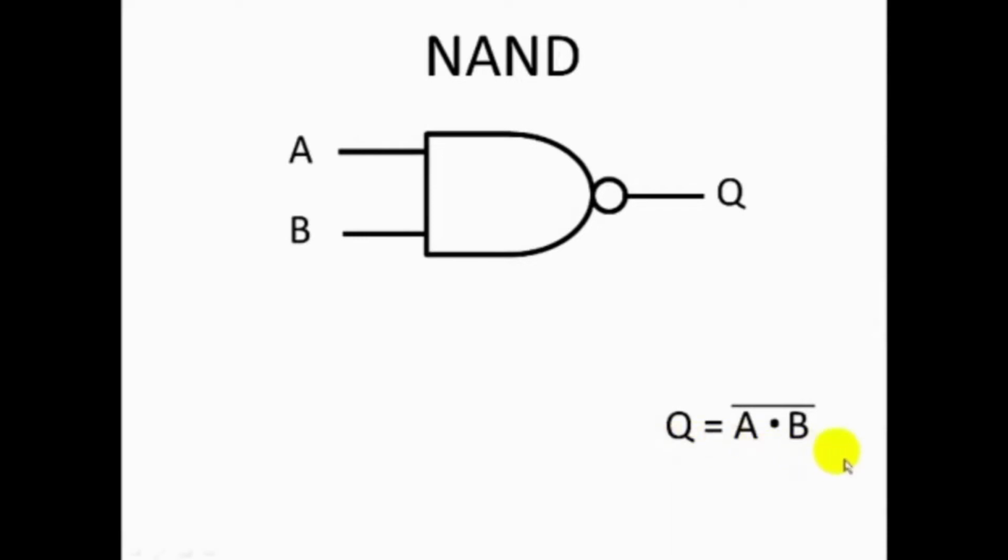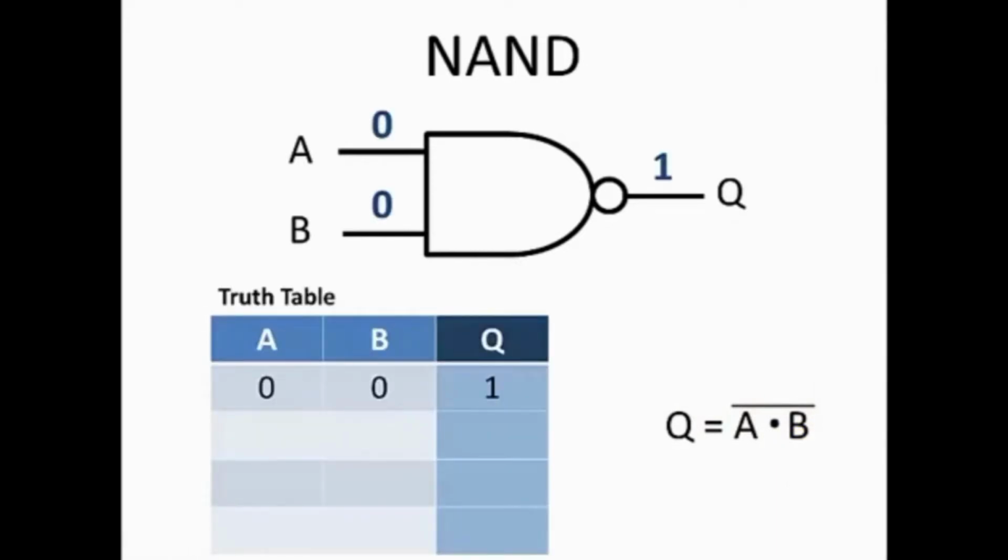So in terms of algebraic notation, Q, or the output, is equal to A dot B, which means A and B, and then the bar over it, which means NOT, or the inversion of that. So we'll cycle through the different inputs and show the truth table, which shows you what output you'll get for each input.